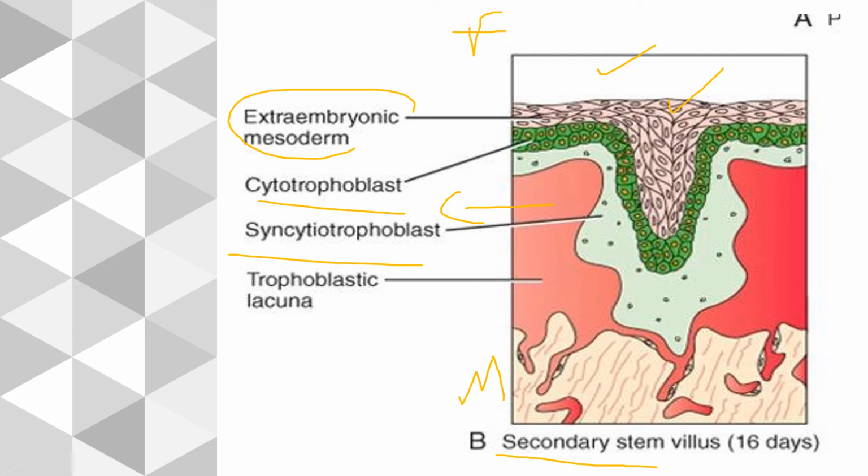Students should understand what this formation is all about and think about the purpose. Here the maternal blood is lying in the lacunar spaces. So the fetal blood vessels should reach the stem villus so that it can take up this maternal blood. So that is the formation of the primary, secondary and tertiary villi.